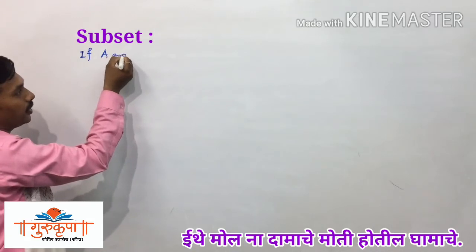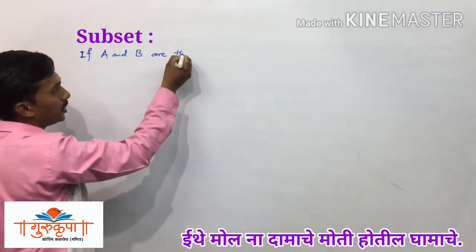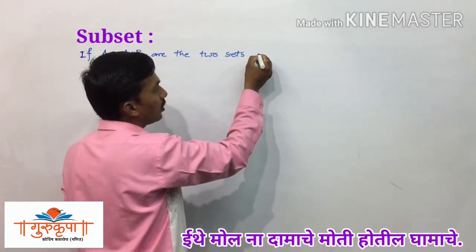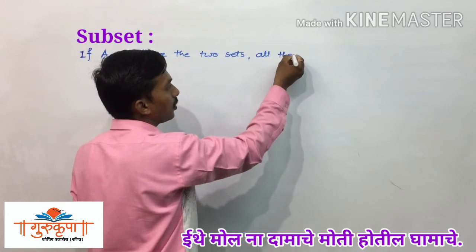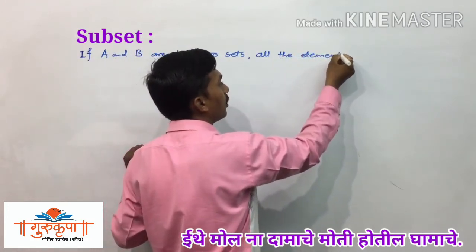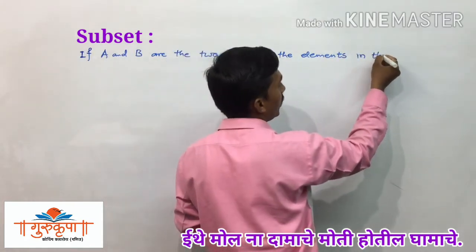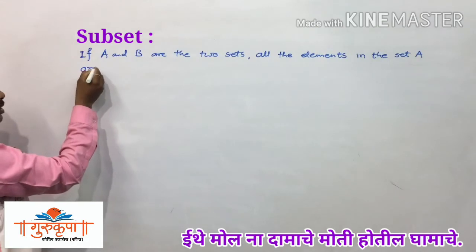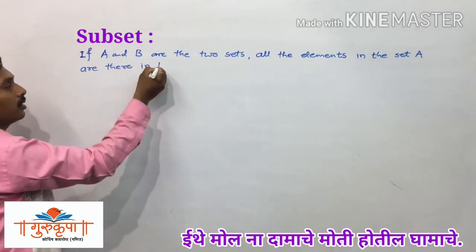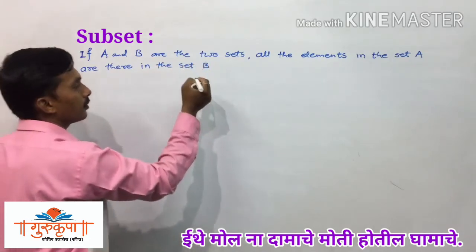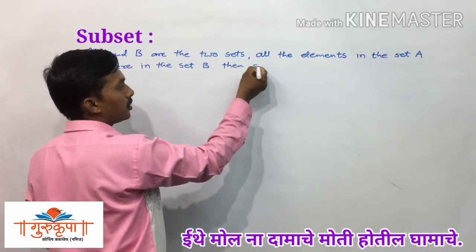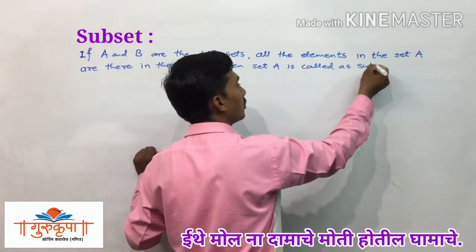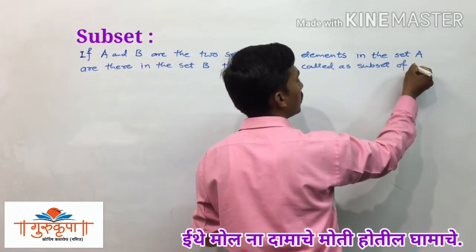If A and B are the 2 sets, all the elements in the set A are there in the set B, then set A is called a subset of set B.